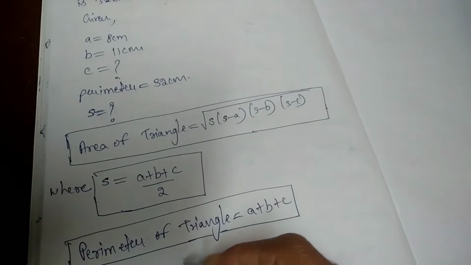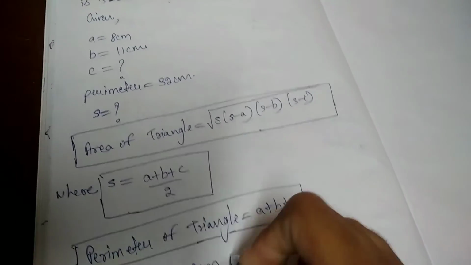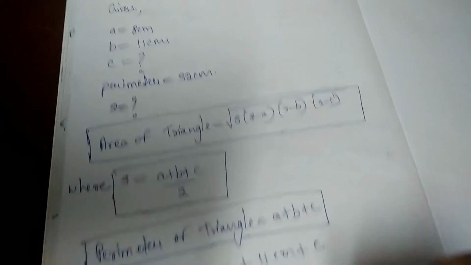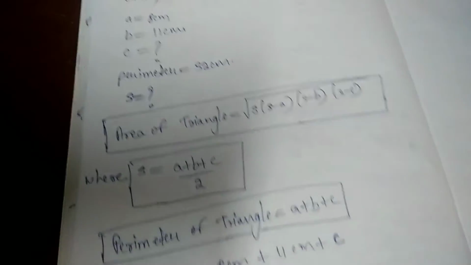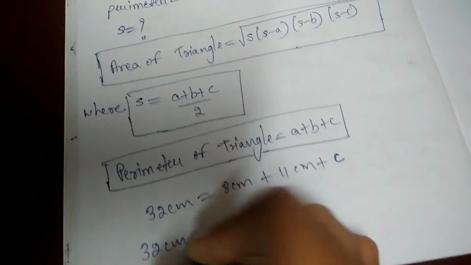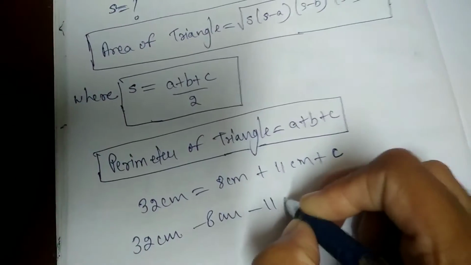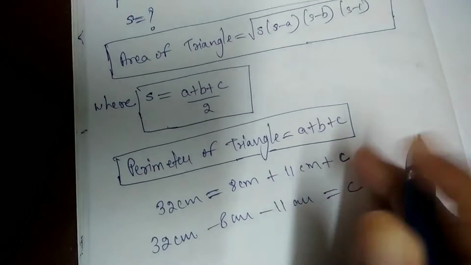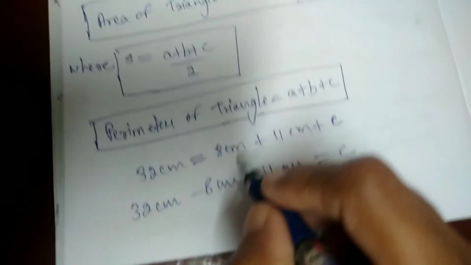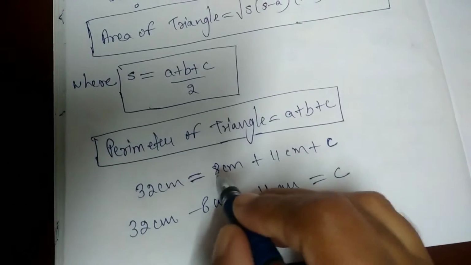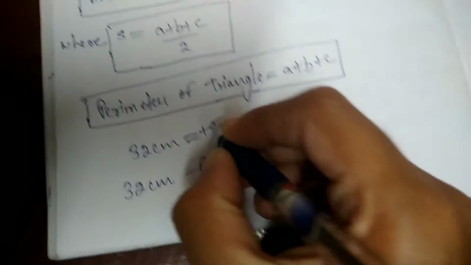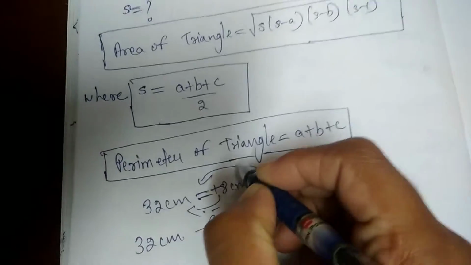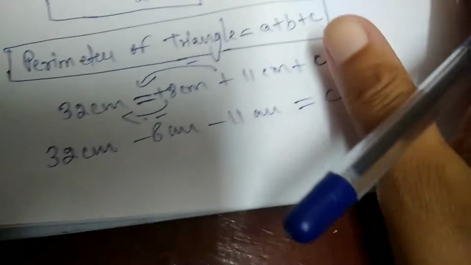What is the value of A? The value of A is 8 centimeter plus value of B is 11 centimeter. What is the value of C? You don't know it, so just write C. Now it's quite easy, no? You just have to do 32 centimeter minus 8 centimeter minus 11 centimeter. If you take the values from right to left, the sign changes. This is positive, it goes there, it becomes negative. This becomes negative, this becomes negative. I'm just teaching you, suppose they don't know.